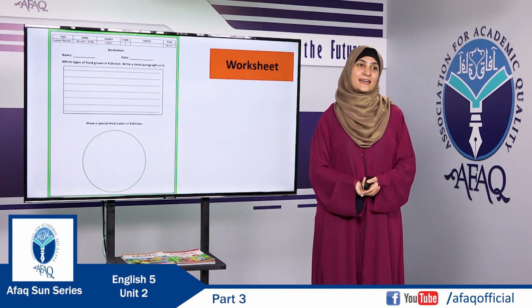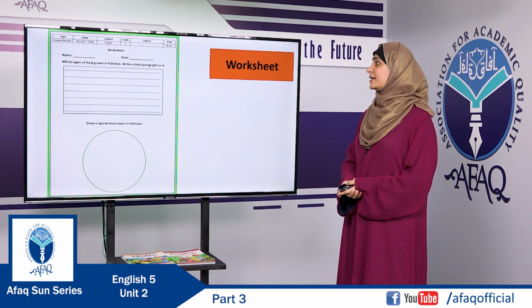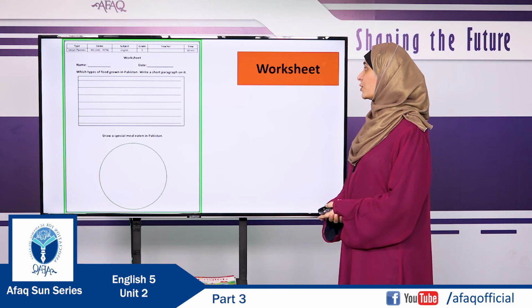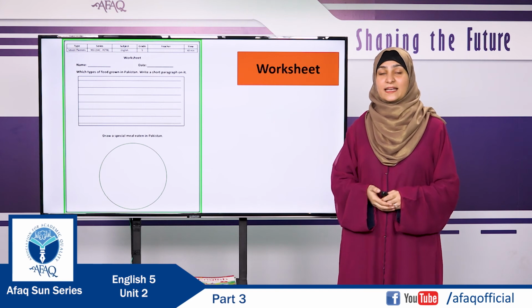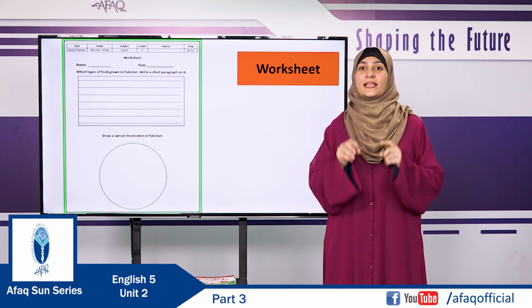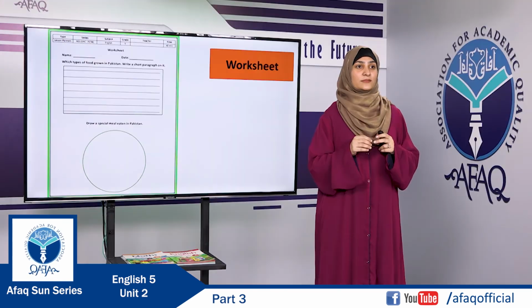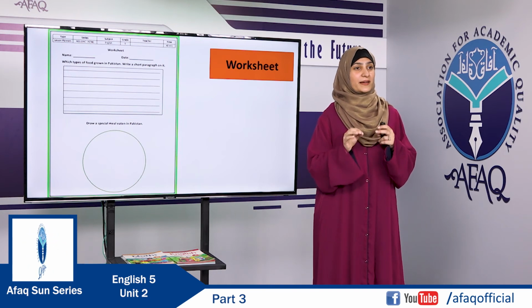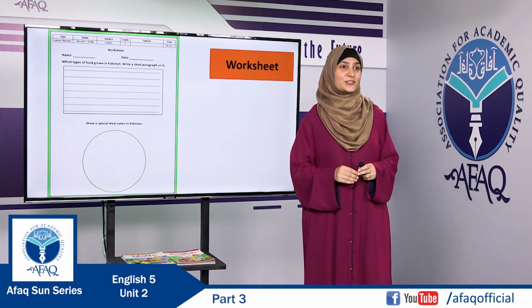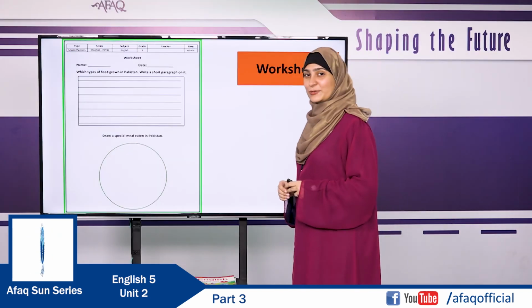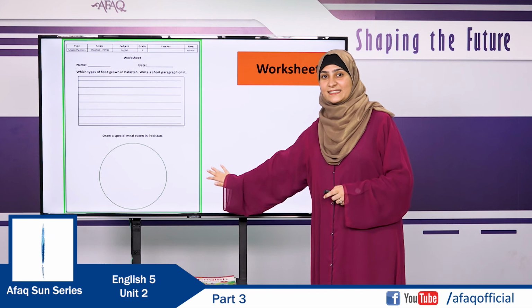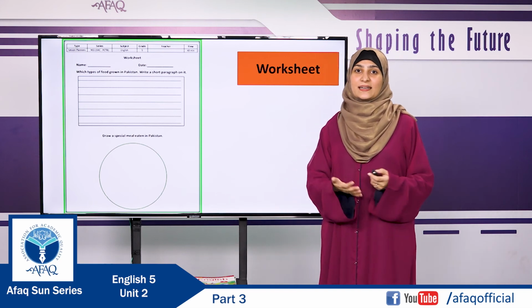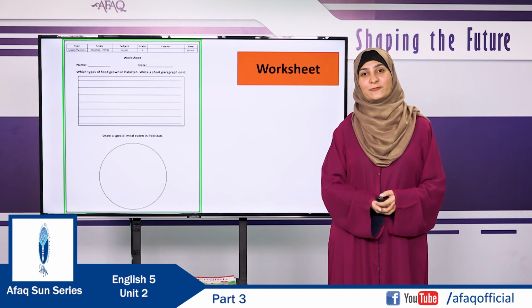Dear student, it's time to do a practice worksheet. Which type of food is grown in Pakistan? Write a short paragraph on it. The mind map activity will help you to do it in a better way. Do not forget to use the rules of punctuation and capitalization in your paragraph. Dear students, you will also draw a special meal eaten in Pakistan in this circle. So, get done with this activity and come back for the next.